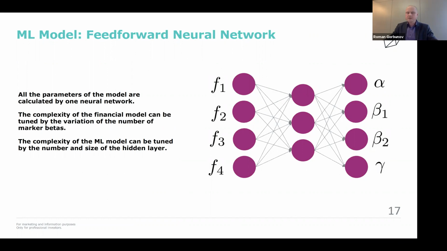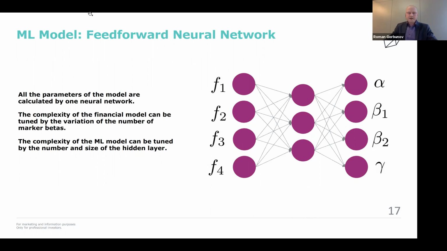Or the other way around, it might be the case that we have a lot of data and data are clean. And then in that case, we can increase the complexity of the model by increasing the number of inputs that we use to calculate the financial parameters alpha, beta, and gamma. And finally, on the right-hand side, we see 2 betas. And as I have mentioned earlier, we can control complexity here by reducing or increasing the number of betas that we use to describe the sector of interest.